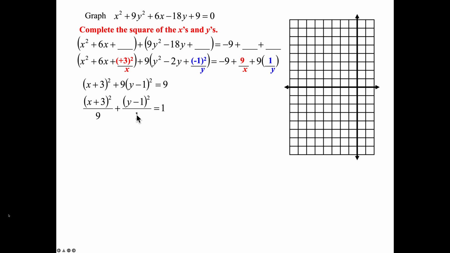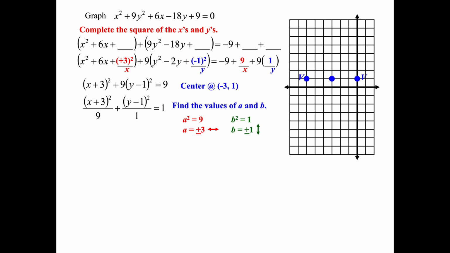Now, do you have to have 1 in the denominator? No. You could just leave it as y minus the binomial squared, but I like to see it for my a squared and my b squared. So here my center is going to be, find the x, change the sign, -3. Find the y, change the sign, +1. -3, +1. A squared is 9. It's underneath the x. So plus or minus 3, left and right for the vertices. Underneath the y, that's my b squared. That's up and down 1. Those are where my covertices are going. And I draw in my ellipse.